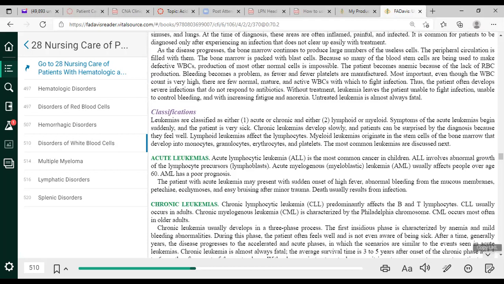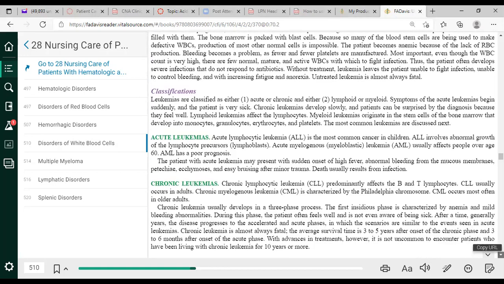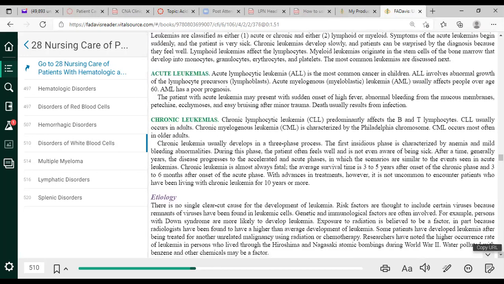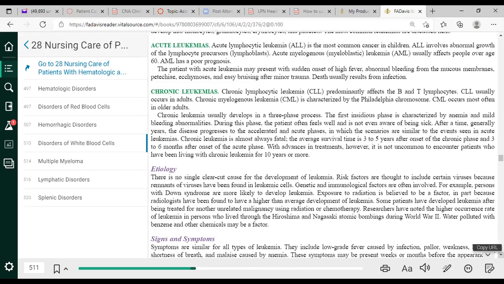The different signs and symptoms that emerge from leukemia emerge due to the decrease in white blood cells, red blood cells, and platelets. So those decreases are where the signs and symptoms come from. So you can kind of dictate what the treatment will be.